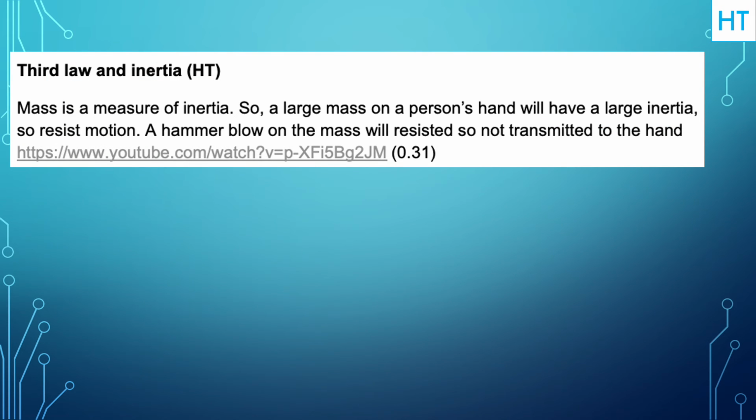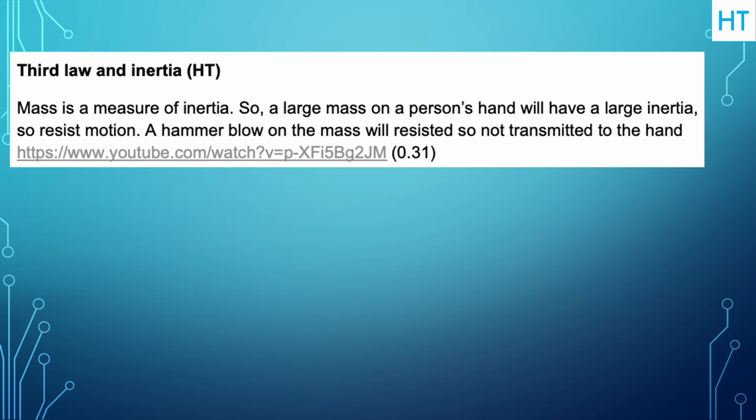This is the last slide on higher tier, and this connects Newton's third law and inertia. So mass is a measure of inertia, which is why I say heavy objects are really, really hard to move. That's because they have inertia. So a large mass on a person's hand will have large inertia, so it resists a lot of motion. And a hammer blow on the mass will be resisted, so not transmitted to the hand.